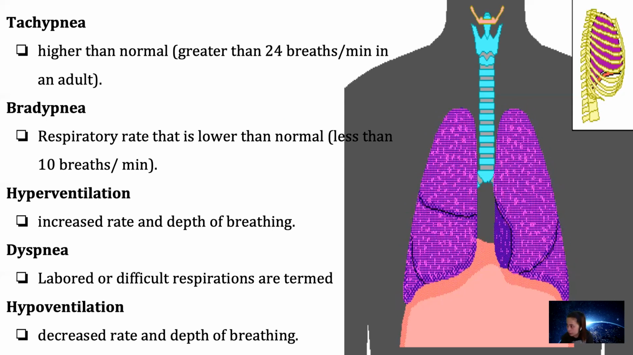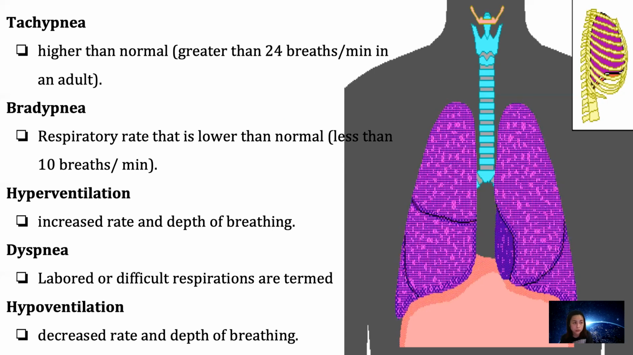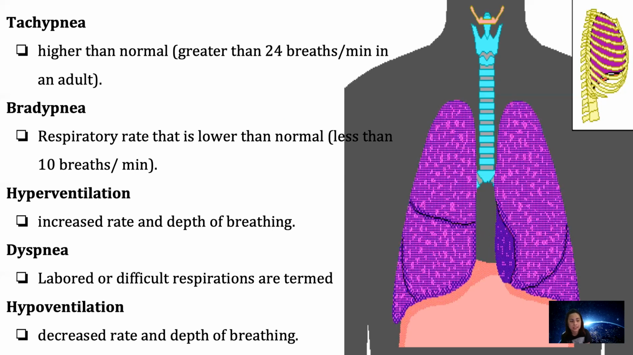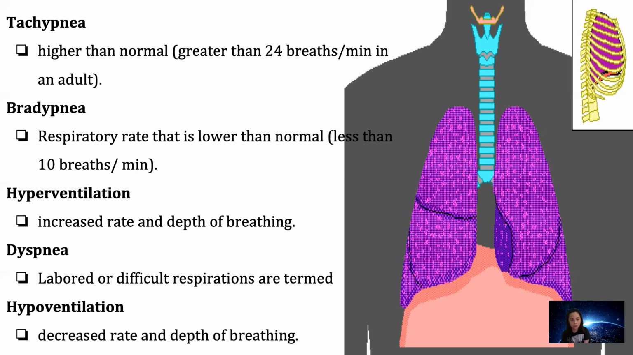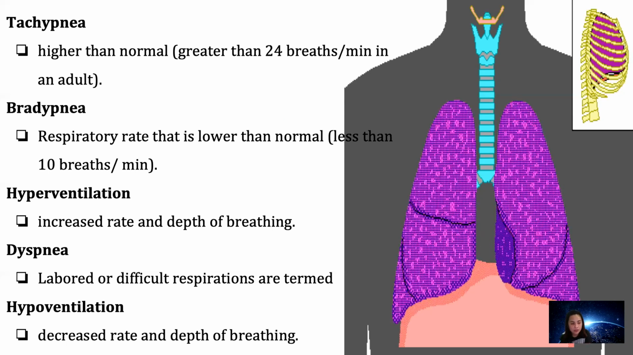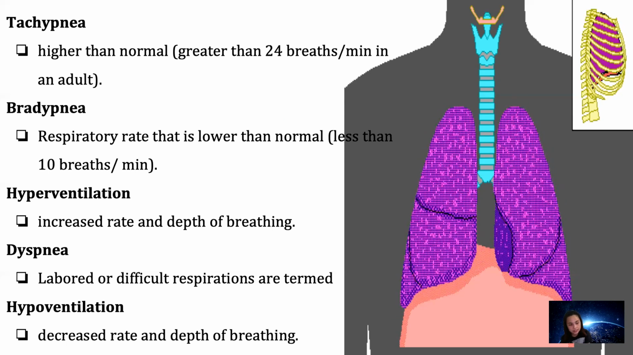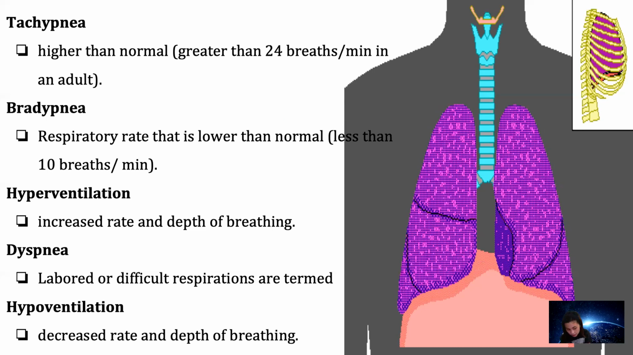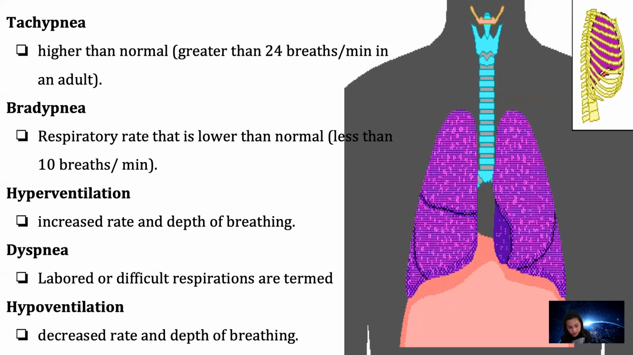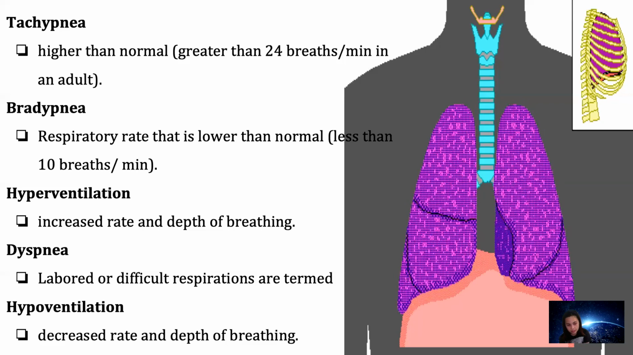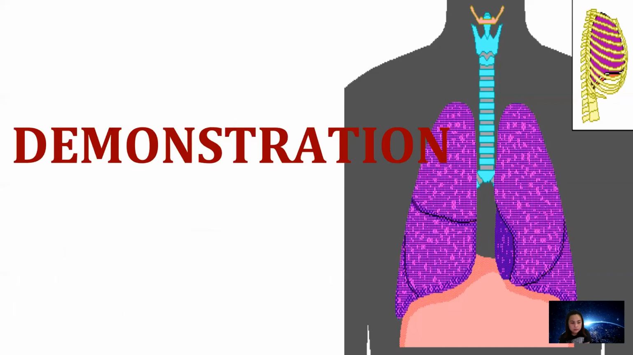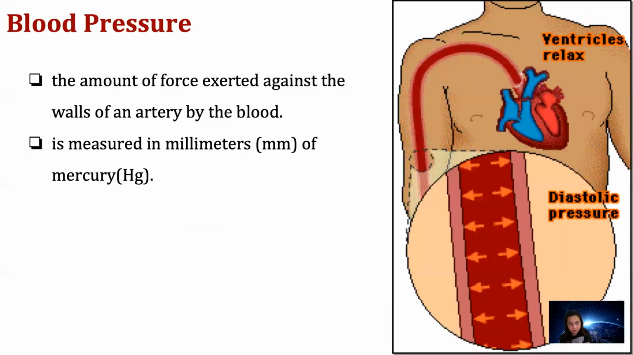So, what do you do when the patient has difficulty breathing? First, you position your patient into sitting position, because in sitting position, the lungs expand more compared to the flat position. Then, hypoventilation. Hypoventilation is a decreased rate and depth of breathing. So later, I'll show you how to check respiratory rate.